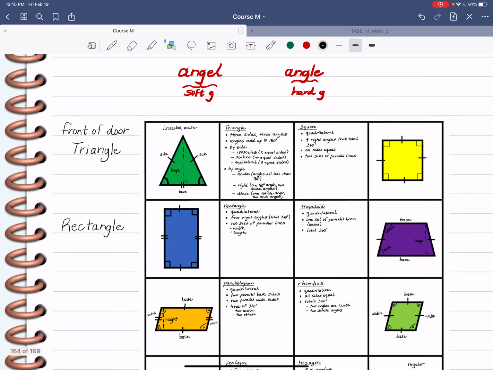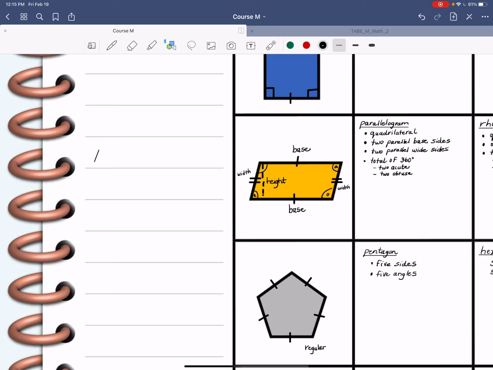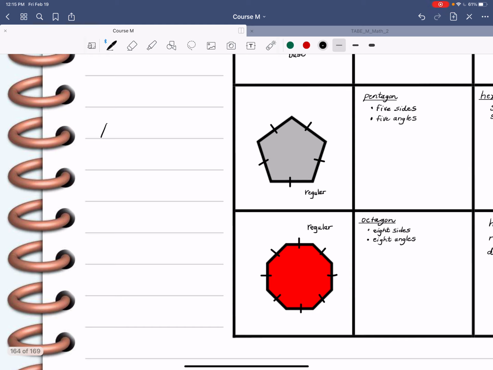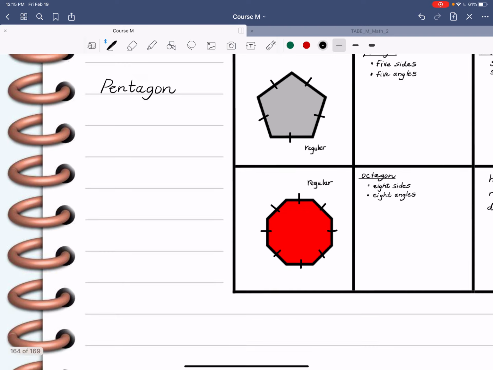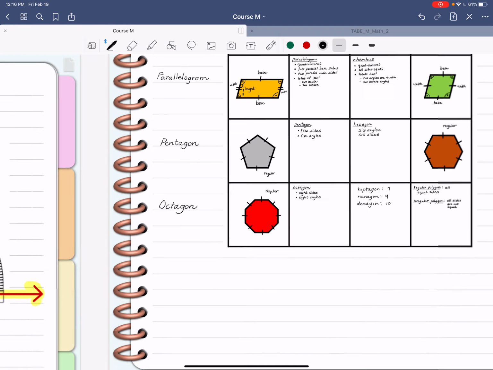Okay, down here, what's this orange one called? On the outside of the door is parallelogram. So you write the word parallel, O-gram, parallelogram. 5 sides, that's a pentagon. 8 sides is an octagon. Okay.